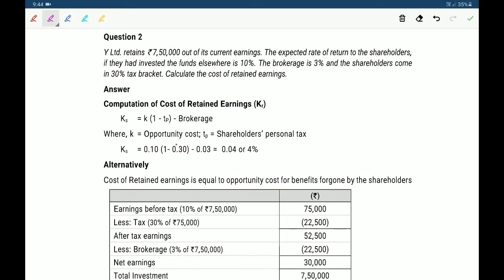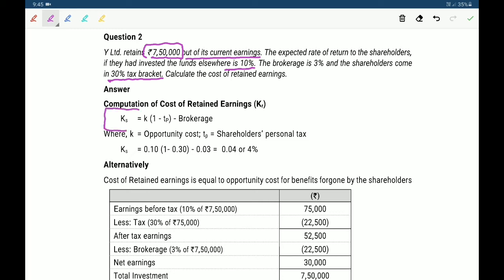Next, the second one. X Limited retains 7,50,000 rupees out of its current earnings. The expected rate of return to the shareholders if they had invested the funds elsewhere is 10%. The brokerage is 3% and the shareholders come in the 30% tax bracket. Calculate the cost of retained earnings.